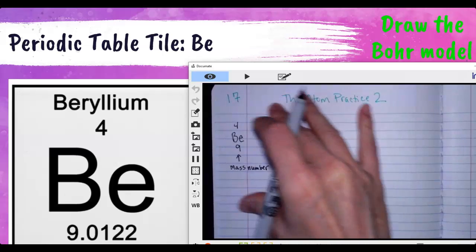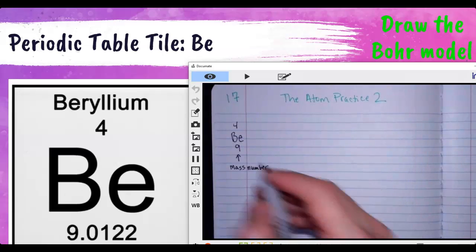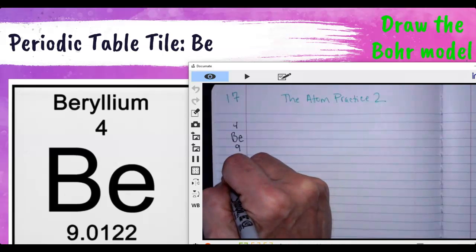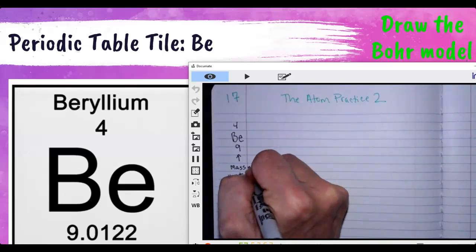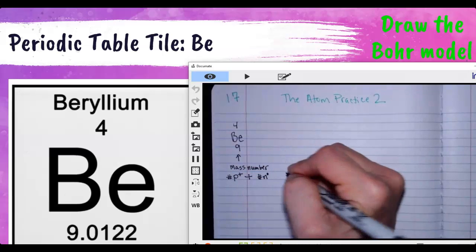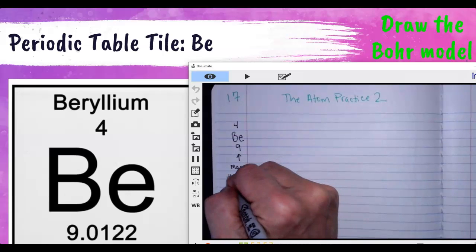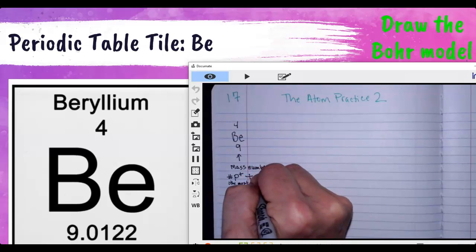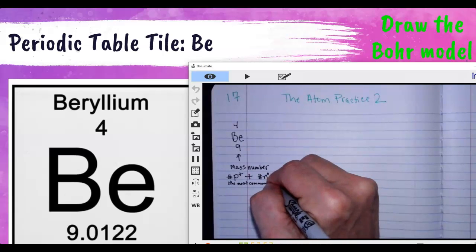Okay, so everything I'm writing on your notebook here, you should be including in your notebook also. All right, the mass number is the number of protons plus the number of neutrons in the nucleus. Okay, and that is true for the most common atom of beryllium, right? And so that's the most common atom is a type of isotope, right?